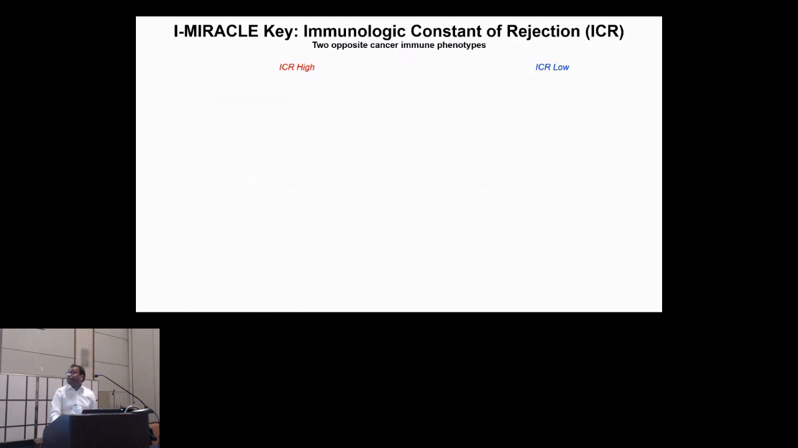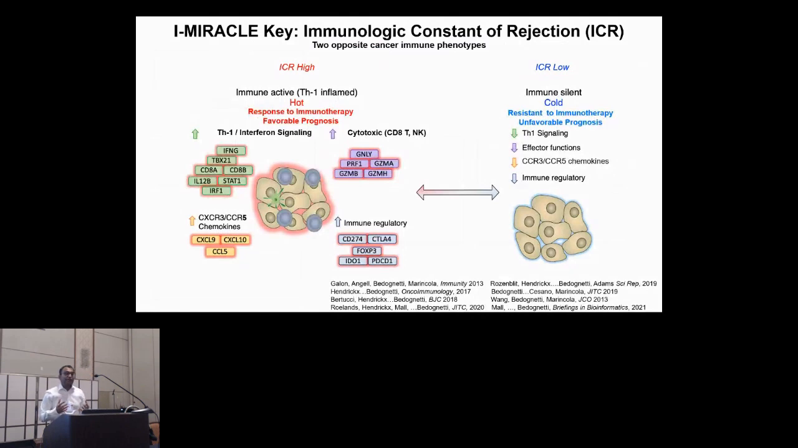And what is the solution for that? It's ICR, which is the immunologic constant of rejection. What does ICR represent? It represents two opposite cancer immune phenotypes. The ICR signature consists of 20 genes, including Th1 interferon signaling genes, cytotoxic T cell effector genes, including the granzymes, CXCR chemokine ligands, as well as counter immune regulatory genes like CTLA4 and PDL1 also. If you have a high expression of these genes, it has been shown in the papers highlighted here that we can call these tumors immunologically hot. They have a favorable response to immune therapy and favorable prognosis.